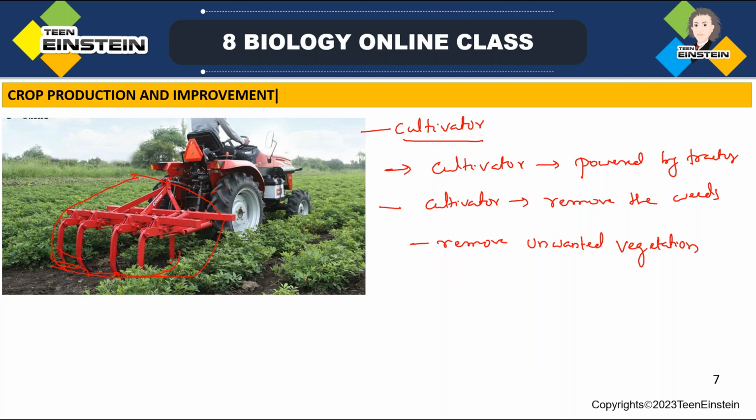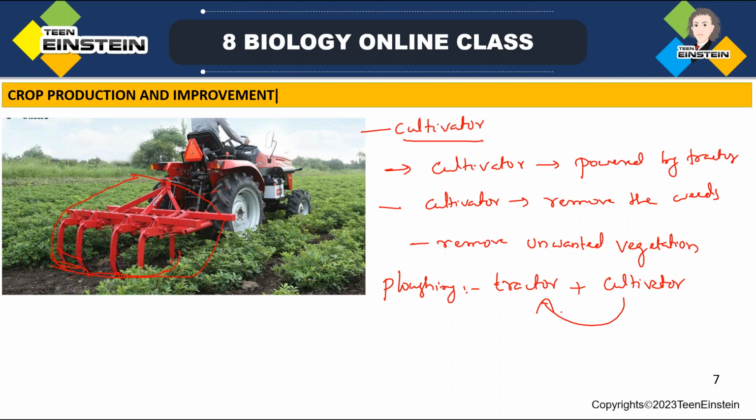So this plowing is now done with a tractor which is connected to a cultivator. Nowadays, time-consuming methods with normal animals will take many days to complete the field work, right? So nowadays plowing is done with a tractor connected to a cultivator. The cultivator is powered by a tractor.